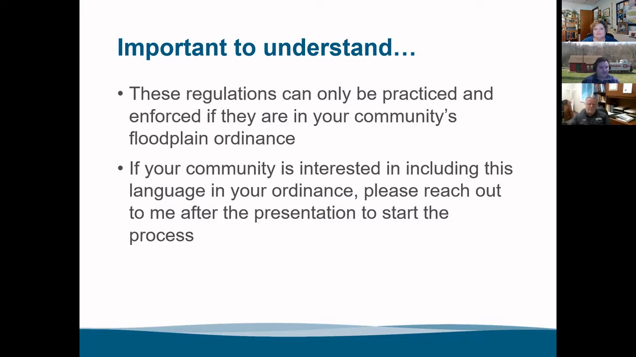If your community is interested in including this language in your ordinance for agricultural or large accessory structures, please reach out to me after the presentation and we can begin that process. It's not a difficult process. I would send you our model ordinance that already follows state and federal floodplain management guidelines. And it would include this agricultural and accessory language as optional. You would choose the optional language that you would prefer, and you would send it back to DNR for a review before we give it to FEMA for their final approval. Only once you get that approval can you adopt the new ordinance. But once this language is in your ordinance, you can begin practicing it. If it's not in your ordinance, you can't practice the regulations we're going to talk about today.